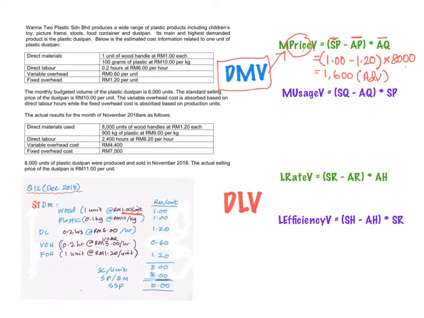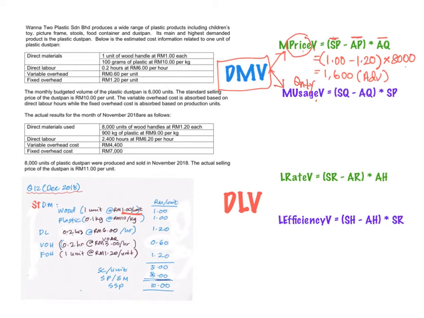Okay, so that is how we calculate the material price variance. That is, you look at the difference between the standard price and the actual price. Now we want to look at another type of variance here, which is material usage variance. Some books refer to it as the material quantity variance.